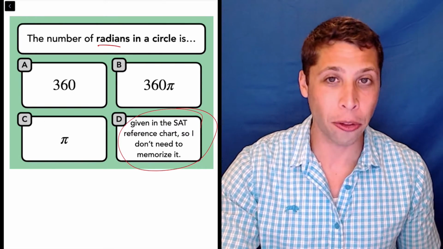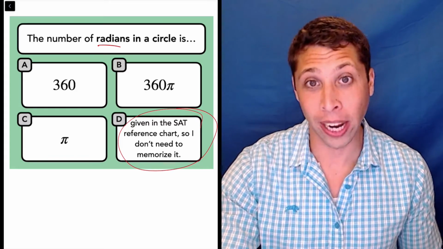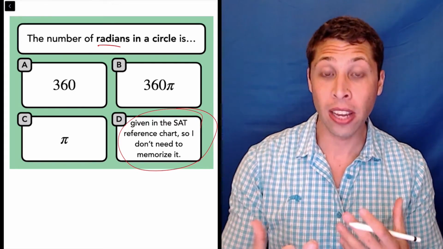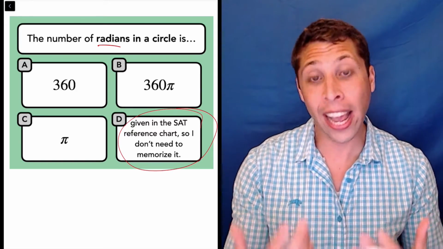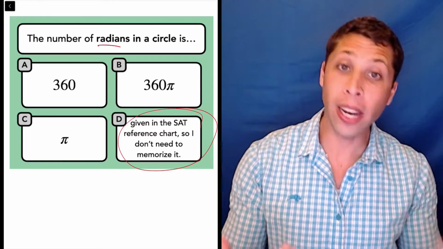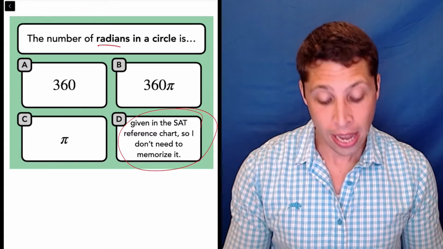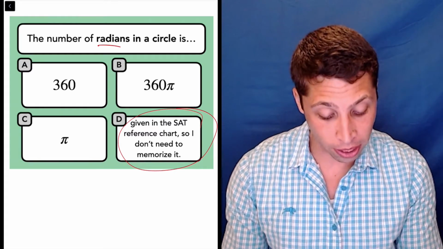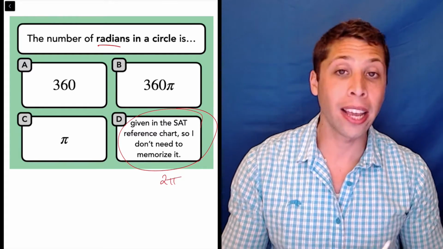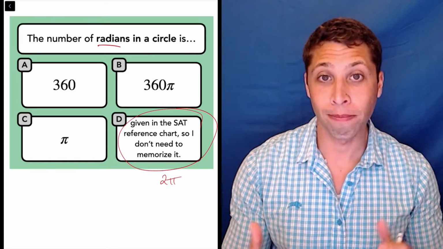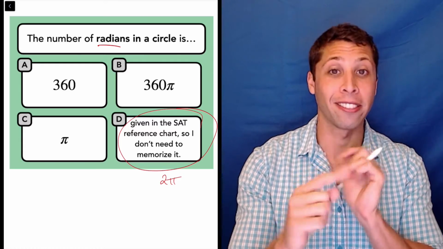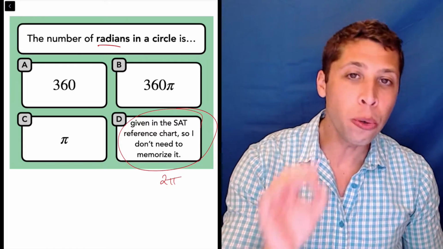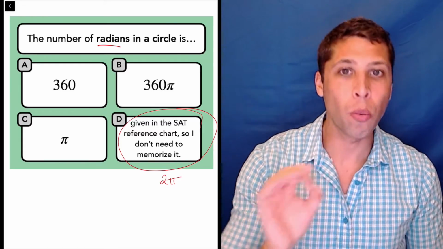Radians are basically another way of measuring an angle, right? In the same way that we can measure a distance in inches or in centimeters, we can also measure an angle in degrees or in radians. It's just a different unit of measurement. And so the reference chart tells us that there are 2 pi radians in a circle. So a full way around a circle is 360 degrees, or 2 pi radians. Same thing.